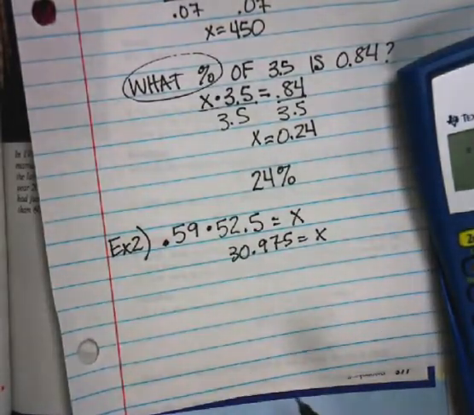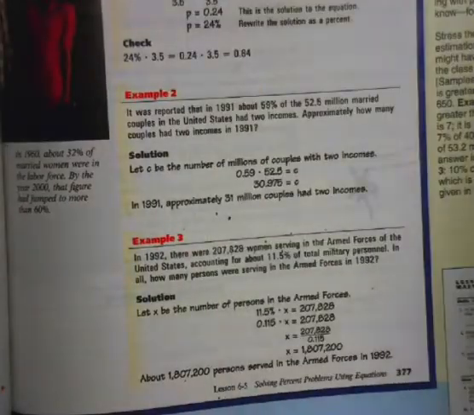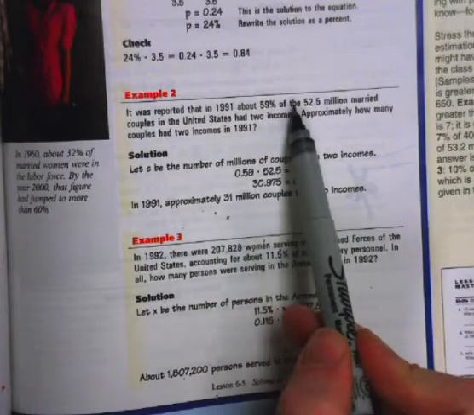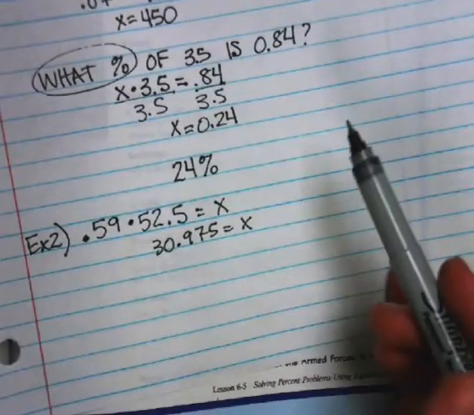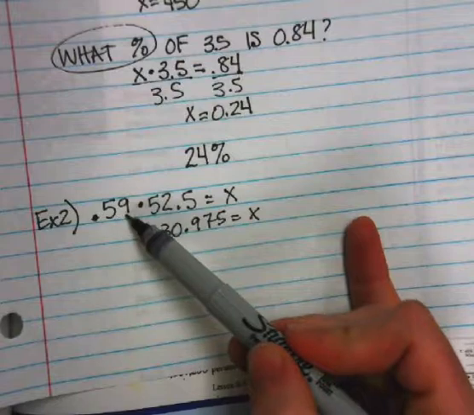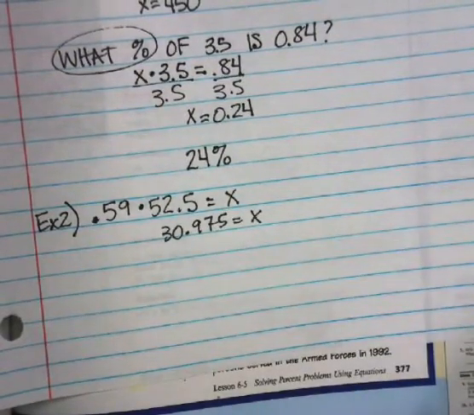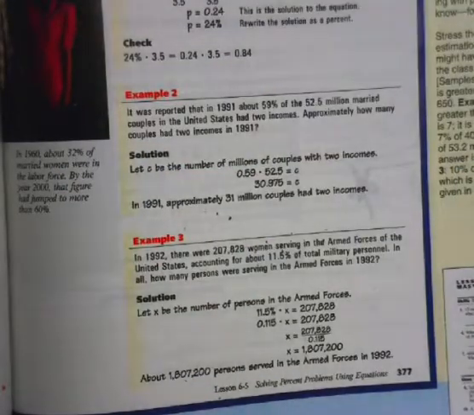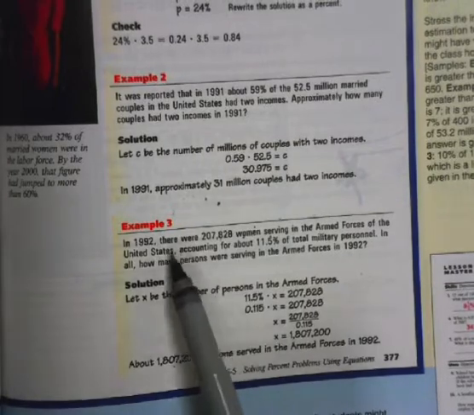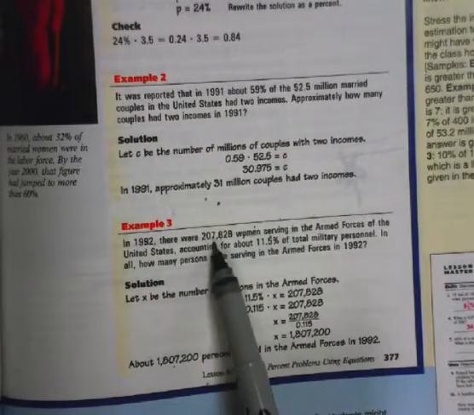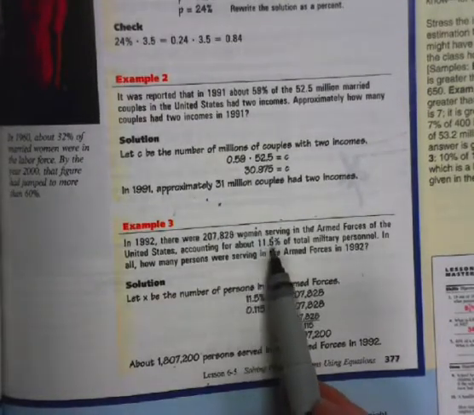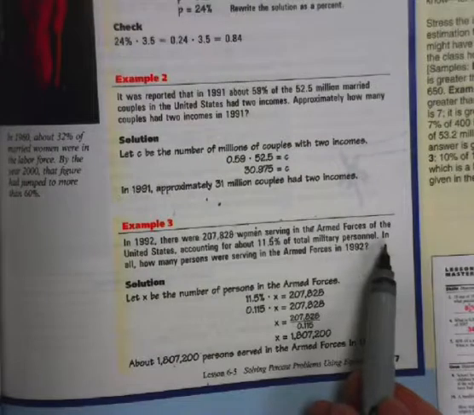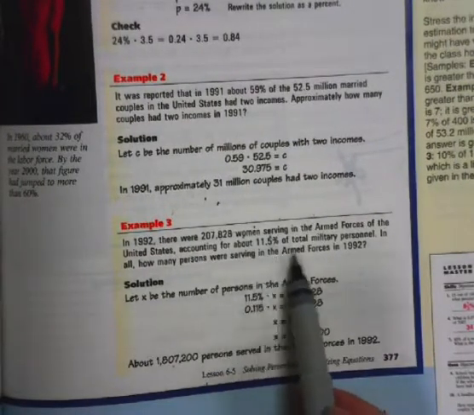So let's just see if it makes sense. We look at the problem, 59% of all married couples had two incomes, 59%. So is that reasonable? Yeah, I think it's definitely reasonable. Okay, let's look at example 3. In 1992, there were 207,828 women serving in the armed forces, accounting for 11.5% of the total military personnel. In all, how many persons were serving in the armed forces?